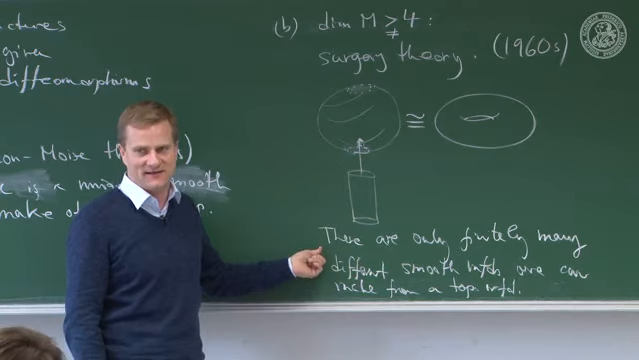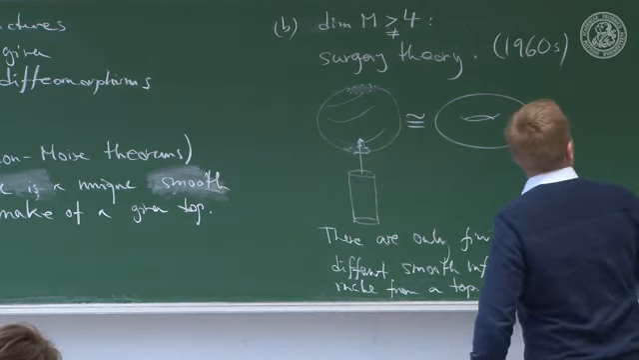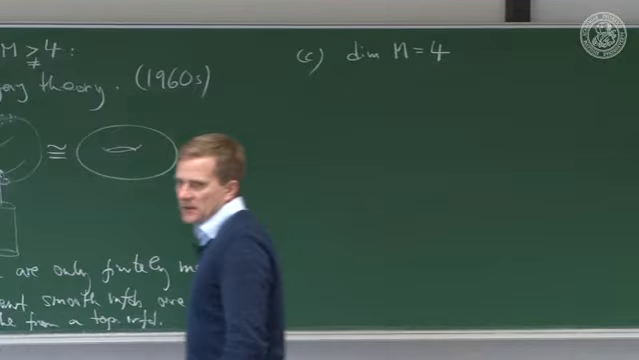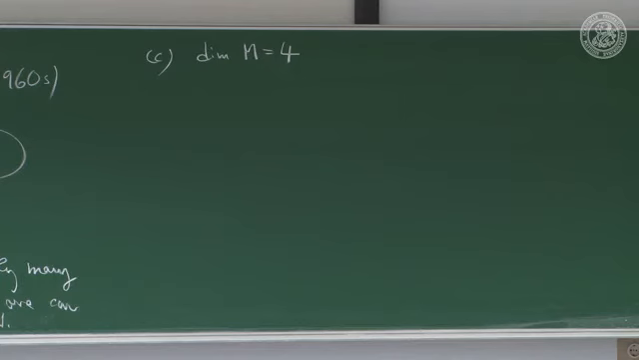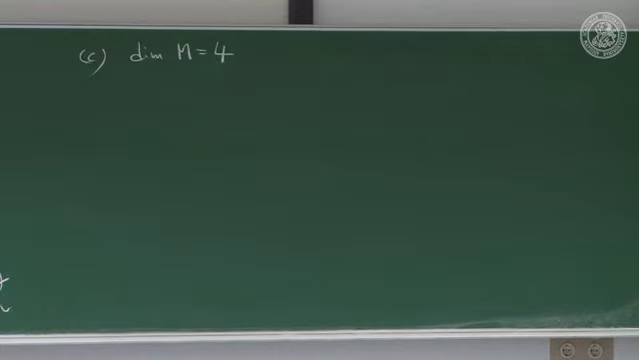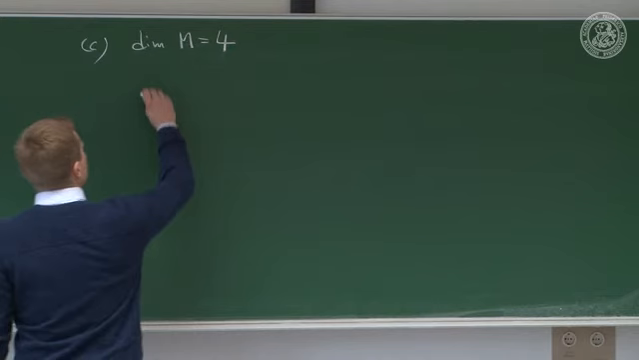Okay, so now, C, the special case, the dimension is 4. So I hand you a 4-dimensional smooth manifold, like R4. And I ask you how many different, up to diffeomorphism, smooth manifolds can you construct from this? And the answer is non-countably many.